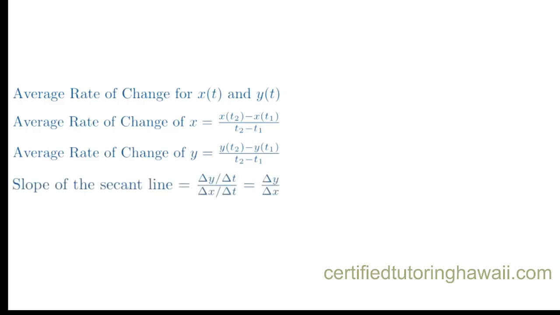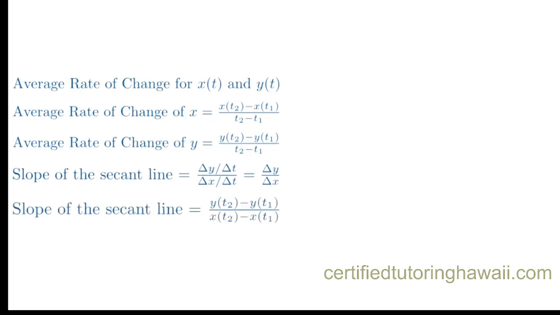Now here's the magic. If we divide the average rate of change of y by the average rate of change of x, we get a very meaningful quantity, the slope of the secant line connecting the 2 points on the curve. These points correspond to the times t1 and t2. The delta t terms cancel out, leaving us with delta y over delta x. This is exactly the familiar slope formula. It's the ratio of the total vertical displacement to the total horizontal displacement over that time interval. Visually, it's the slope of the straight line segment that connects the starting point, (x of t1, y of t1), to the ending point, (x of t2, y of t2).